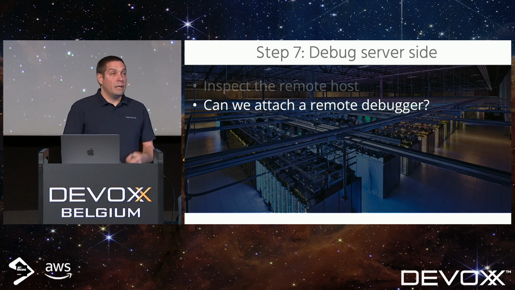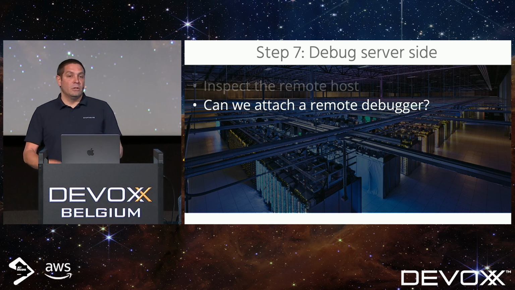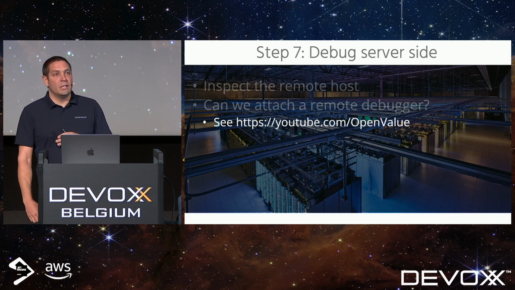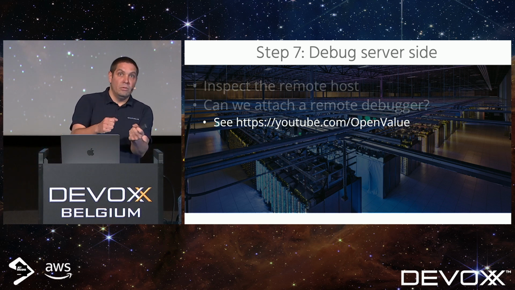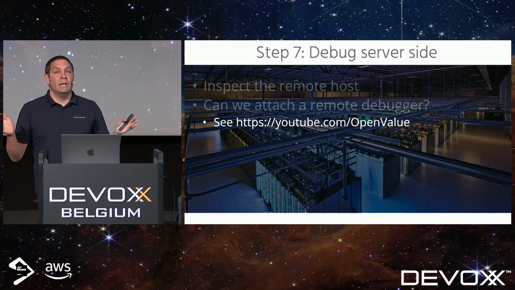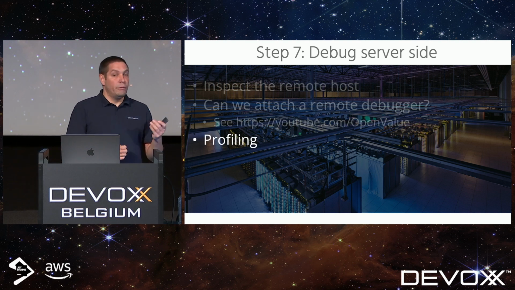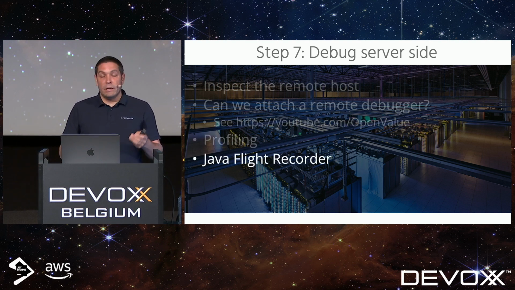Can you attach a remote debugger to the process? This is actually fairly doable. It takes about an hour to talk about, but there's a video on our YouTube channel where a colleague of mine explains how you can attach a remote debugger to a remote Java process over an SSH tunnel. Maybe you'll be able to attach a profiler or something like Java Flight Recorder to debug what's going on.